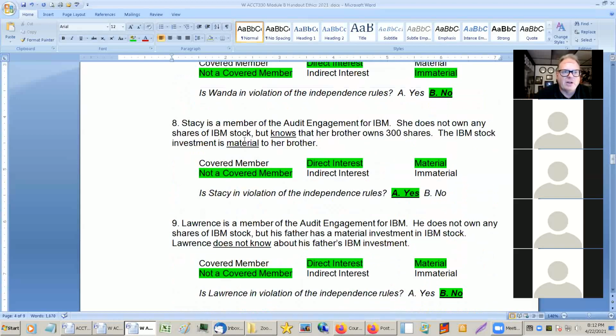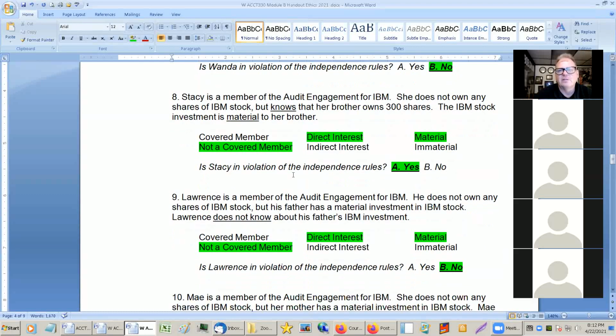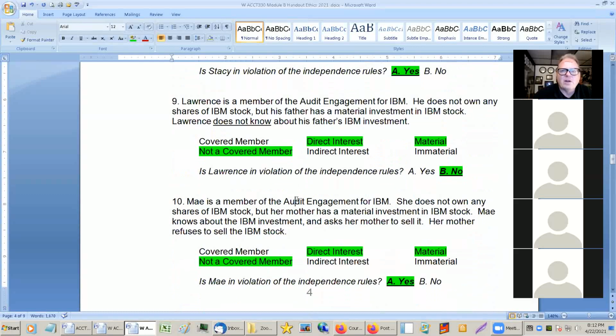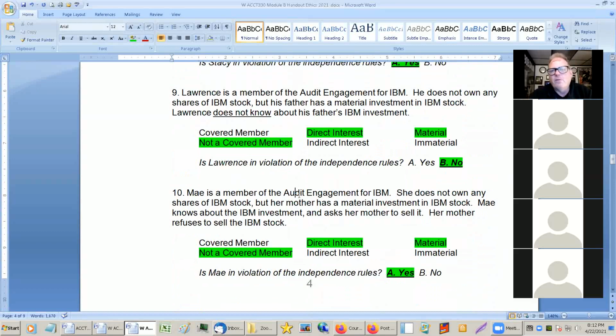Or even up here, Stacy has a brother who owns material stock. Hopefully they would sell it, but if they don't, you can be in violation as a covered member because of a close relative or friend. I said that wrong, close relative or friend.